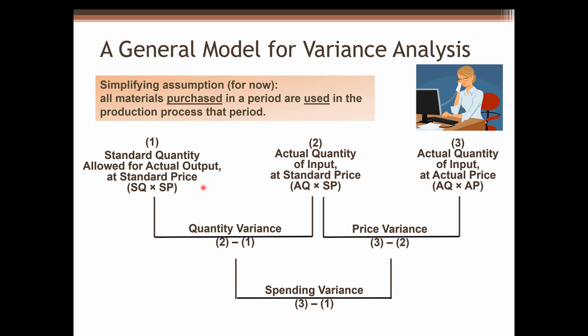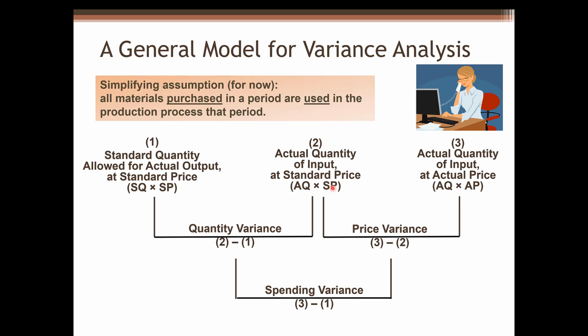Column 1, standard quantity allowed for actual output at a standard price. This is the flexible budget cost based on the actual level of activity. Column 3, actual quantity of input at actual price. This is the actual result. So the difference between flexible budget and actual results is spending variance.